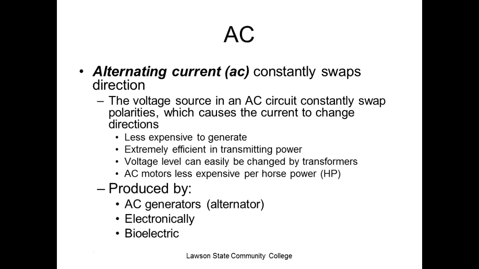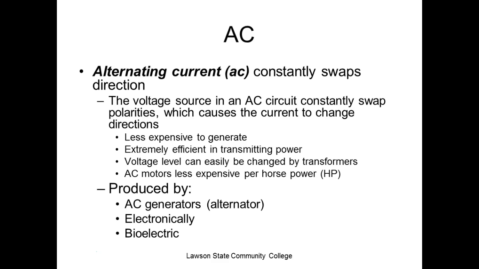The big advantages are what? Less expensive generation. We make AC really, really easy. It's extremely efficient to transmit power over great distances. We can easily change the voltages with devices called transformers. And AC motors are less expensive per horsepower, but they're harder to control.